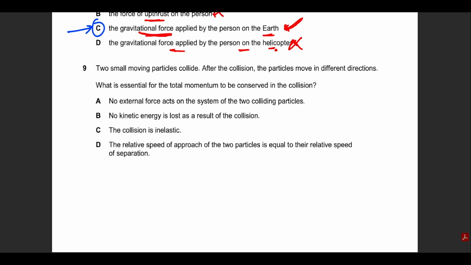Question 9. Two small moving particles collide. After collision, the particles move in different directions. What is essential for the momentum to be conserved in the collision? So, no external force acting on the system. That's true. Should be true.